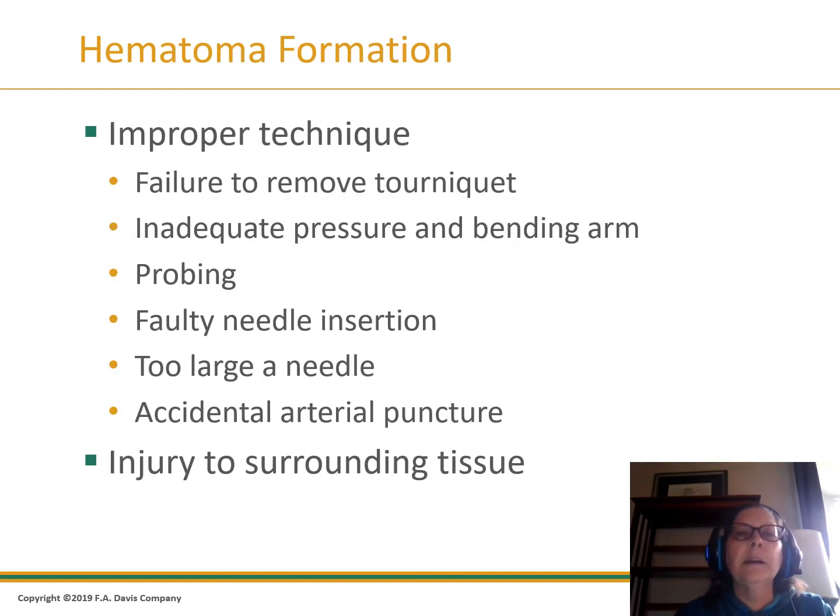A hematoma can form due to keeping the tourniquet on too long. If the patient bends their arm instead of holding pressure after collection, probing around for a vein, too large of a needle, or an arterial puncture. Older patients are prone to bruising even when phlebotomy is performed properly.